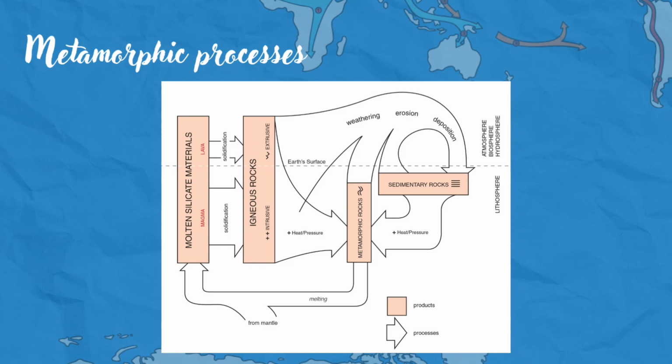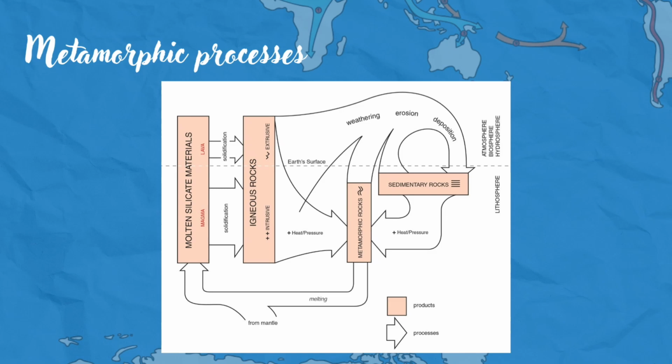tungsten, zinc, and lead. The diagram illustrates this process through arrows moving from sedimentary and igneous rocks towards the metamorphic rock box, triggered by heat and pressure. These rocks can eventually melt and re-enter the cycle, forming magma again.